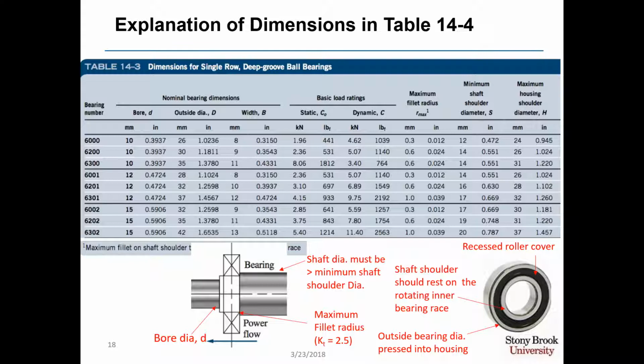Now the outside bearing diameter gets pressed into the housing, and these ball bearings usually have a recessed roller cover to hold the lubrication in, and that roller cover is slightly below the level of the inner and outer races.